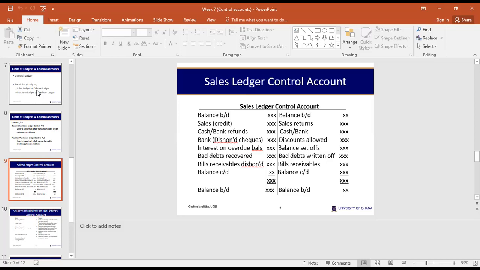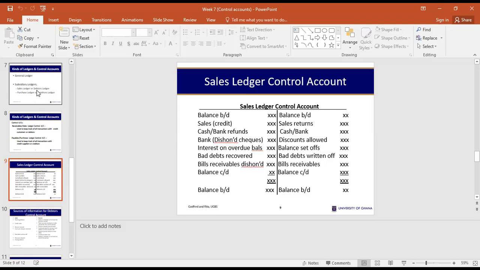And then we have something called balance set off. Set off means that even though you owe me, I also owe you. Let's say you owe me 100 cedis, and I also owe you 50 cedis. So we'll set it off, until 50 cedis. So that 50 cedis that you owe me now becomes a set off.